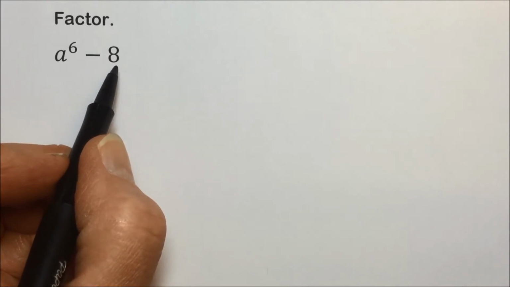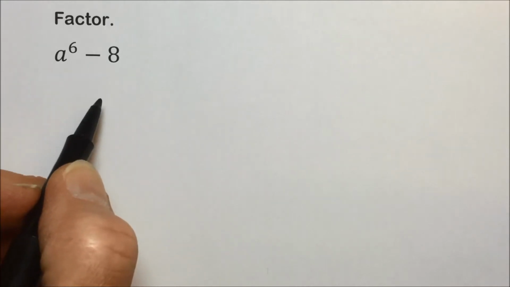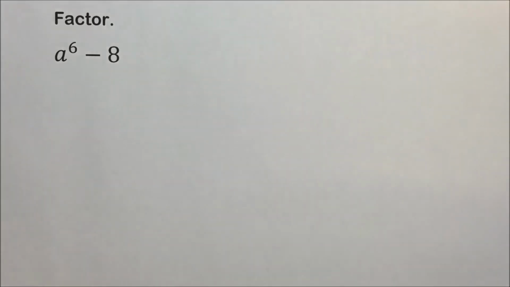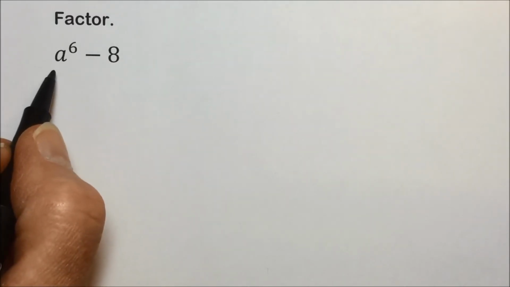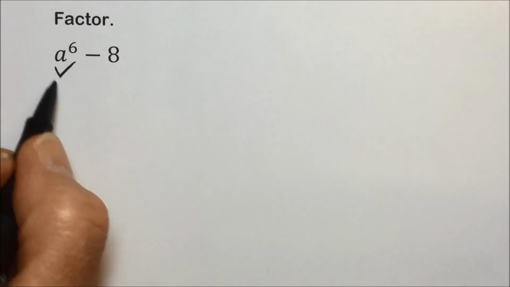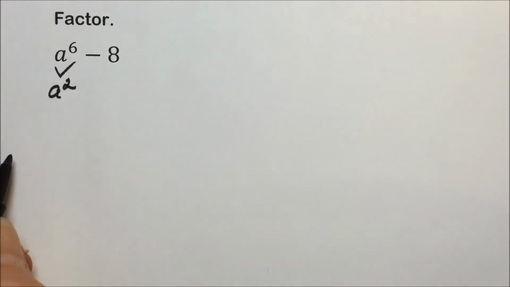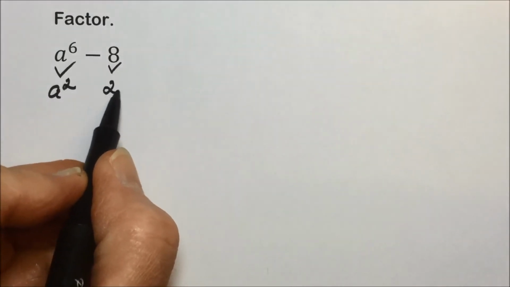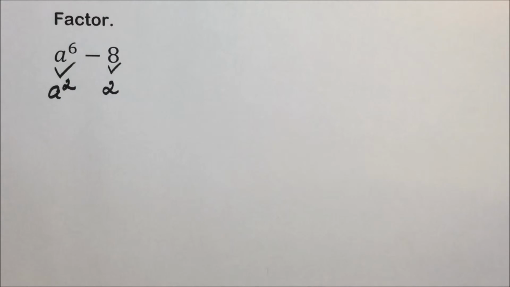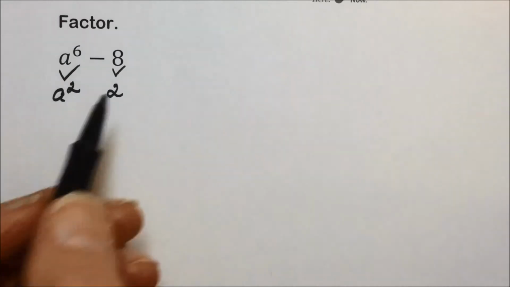Given a choice, it's generally better to factor as a difference of squares before factoring as a sum or difference of cubes, but in this one we don't have that option. It's not a difference of squares because of the 8. So the only other option is, is it a difference of cubes? Well, a to the second times a to the second times a to the second is a to the sixth. 2 to the third power is 8. So this also is a difference of cubes.